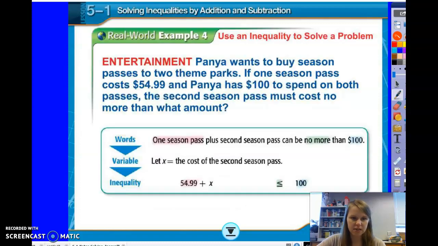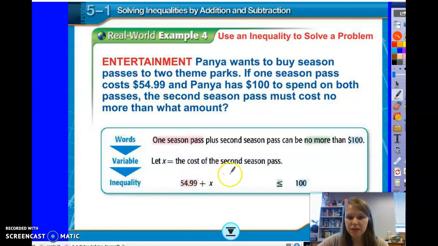And then let's take a look at a word problem here. So this is saying Tanya wants to buy season passes for 2 theme parks. If one season pass costs $54.99 and she has $100 to spend on both, what's the cost of the second pass? It says it must cost no more than what? So we're going to say the first one plus the second has to be equal to 100 or less than 100. She can't go over it because she doesn't have more money than that, right?